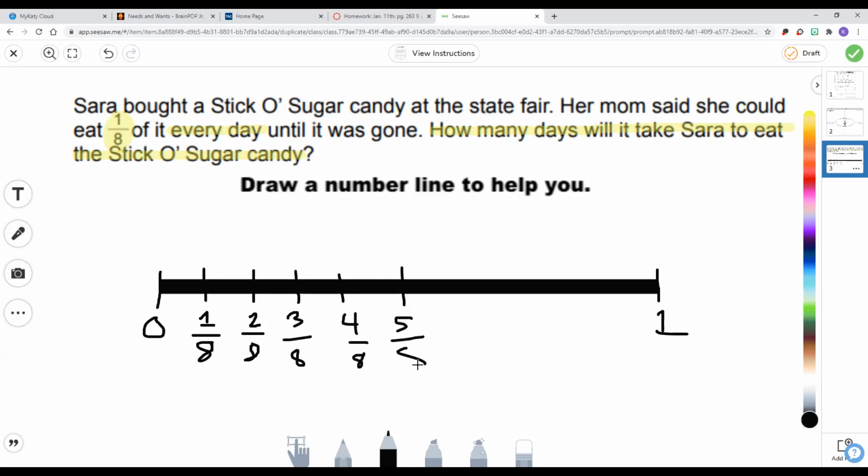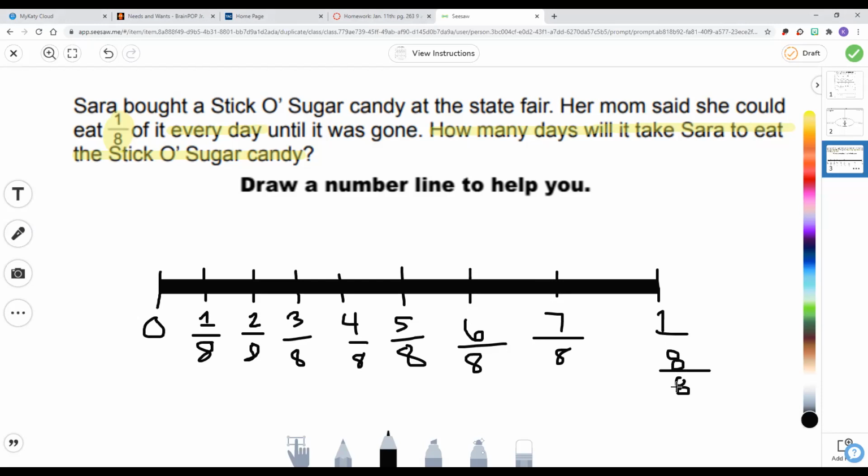5/8. 6. Am I done? Hold on, am I done? Has she eaten the whole thing? Has she eaten this whole piece of candy yet? No. Nope, she hasn't eaten all of it yet. Then I have 5/8. Then I'm going to have 6/8. 7/8. And then what goes under my 1? What's the final number? I have 7/8. What comes next? What number comes after 7? 8/8.